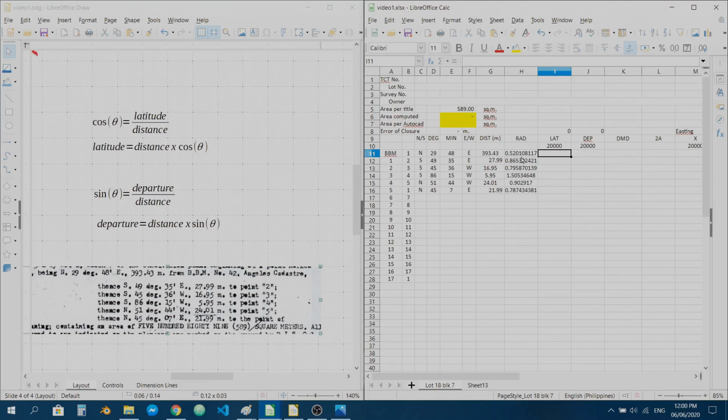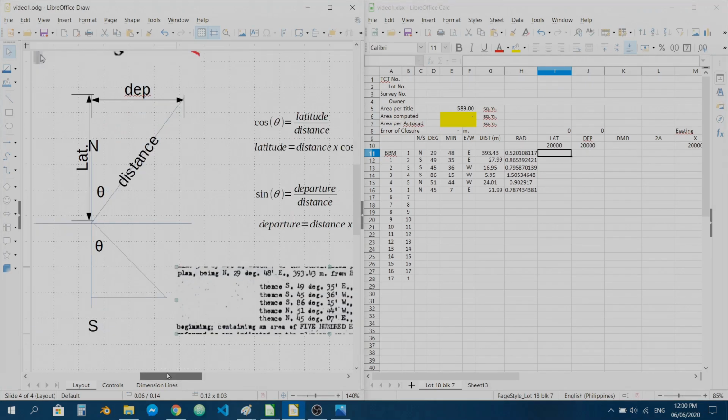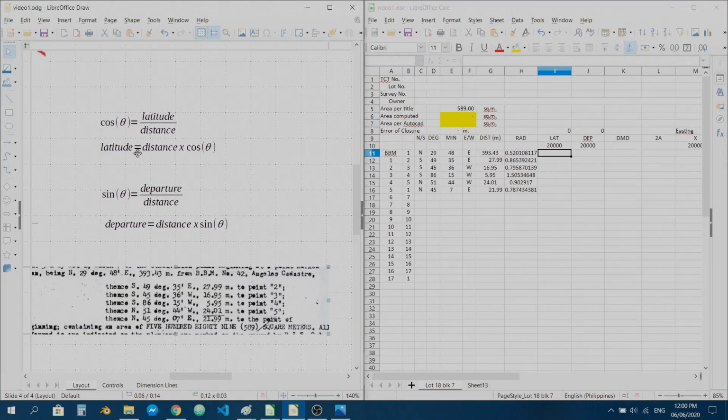After we have converted the degrees into radians, we will now compute for the latitude, using our formula: latitude equals distance times cosine of theta, the angle. However, we need to integrate our sign convention. If it's going north, it's positive. If it's going south, it's negative. So how do we do that? We use the IF function of Excel or LibreOffice Calc. How to do that? Here.